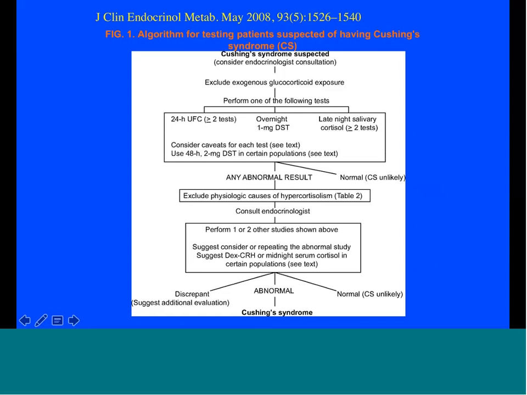I won't go over this in depth, but you can see that they recommend either 24-hour urinary free cortisol, overnight dexamethasone suppression, or late-night salivary cortisol testing. Consider the caveats. Any abnormal results, consult an endocrinologist and do further tests. And if your tests are abnormal, Cushing's syndrome is likely.